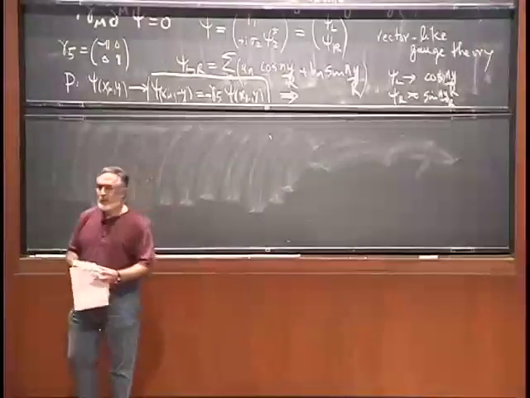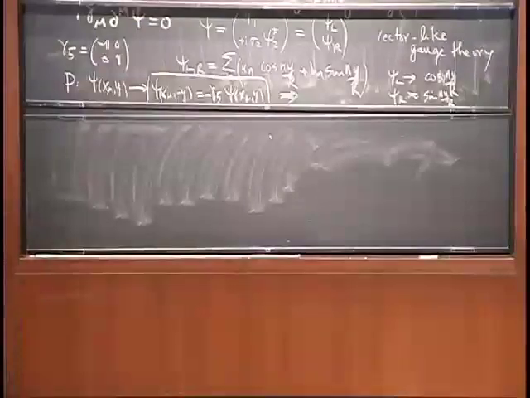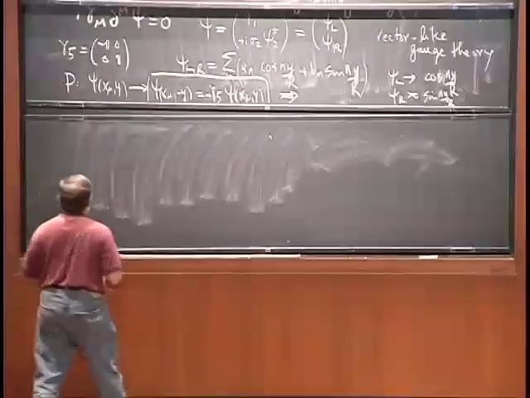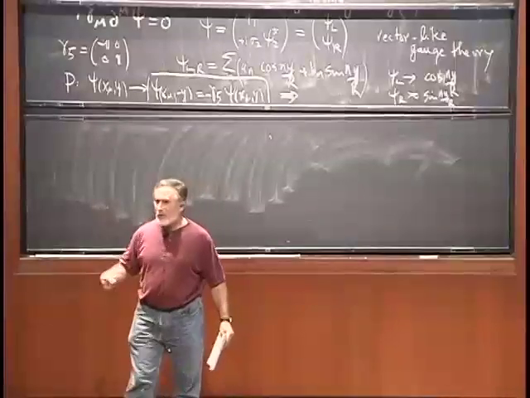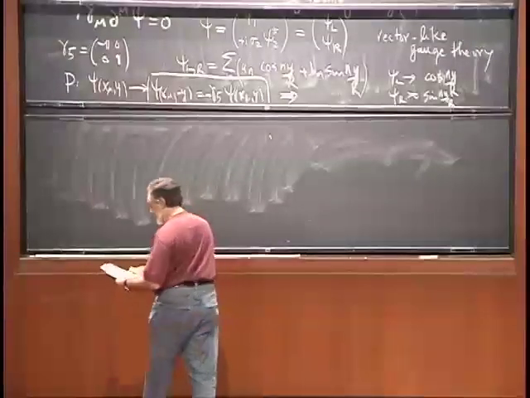Professor Raby? Yeah. What did you say was the dimension of psi? Is that 5? Psi is a 4-component Dirac spinor. Okay. So it's a 4-component vector. Okay.